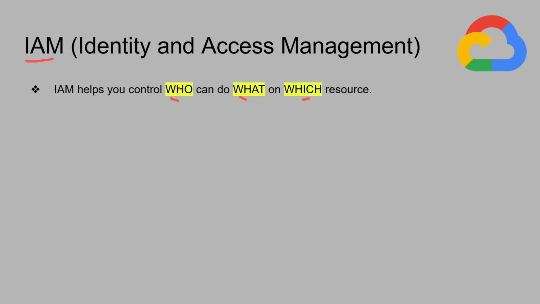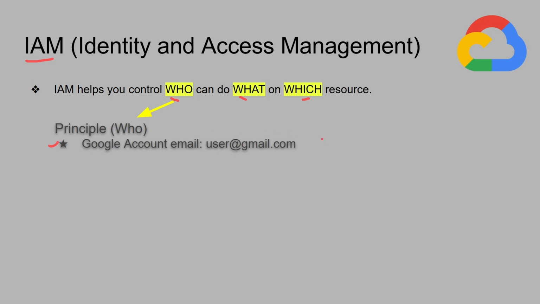So let's explore who first. So who is the principal? The principal is the user who we are giving permission to. In Google Cloud, there are different types of users or principals we can assign permissions to. The first one is a Google account email. So it is just a regular Gmail account. We'll see a demo of how we can use a regular Gmail account.